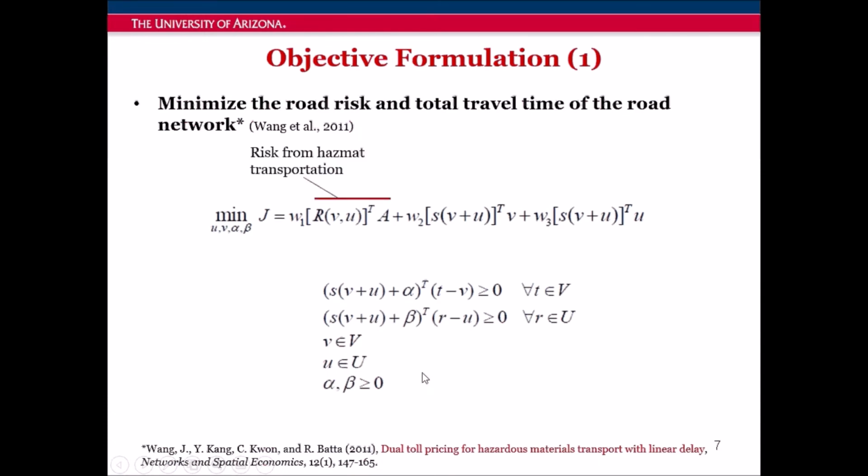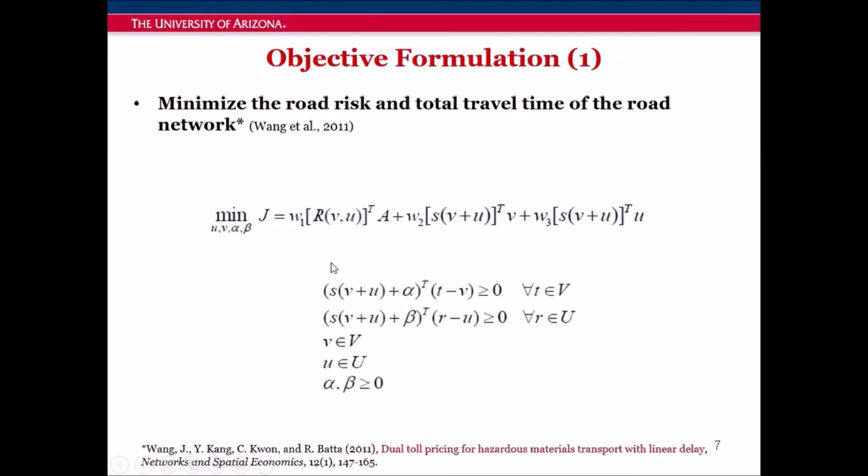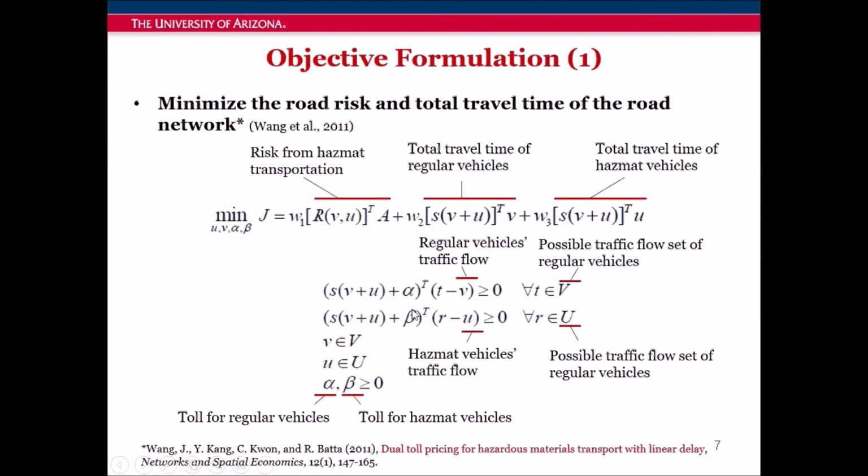Objective formulation: we want to identify the optimal dual toll policy, so here we have an objective function. This is the risk from the hazmat transportation, and then this is the travel time of the regular vehicle, and this is the travel time of the hazmat vehicle. So we want to minimize this cost from the optimization formula. And then there are constraints, right?